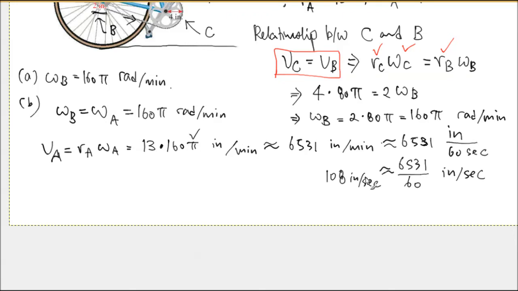So next time when you go to Walmart, do the measurement and tell your friends how fast it's going to move. Whatever. It's just a joke.